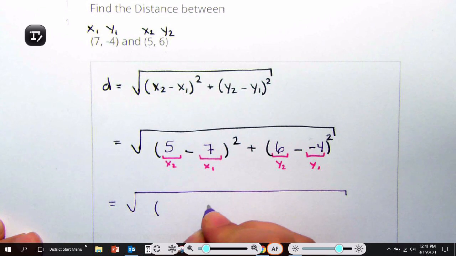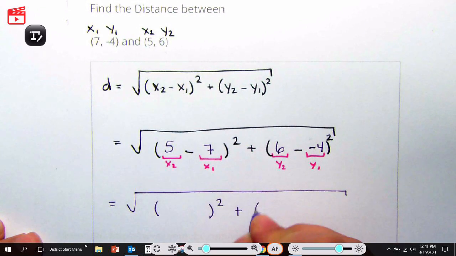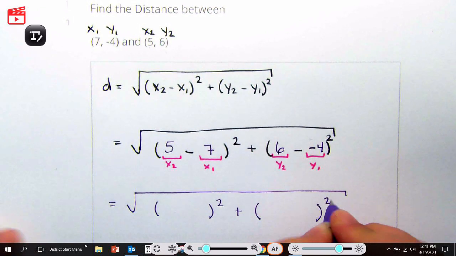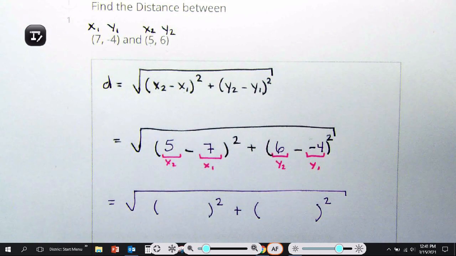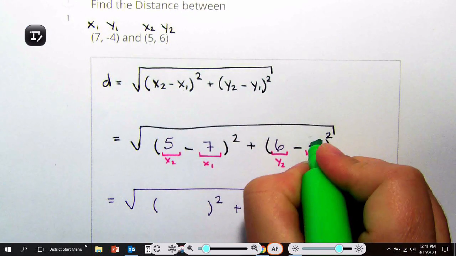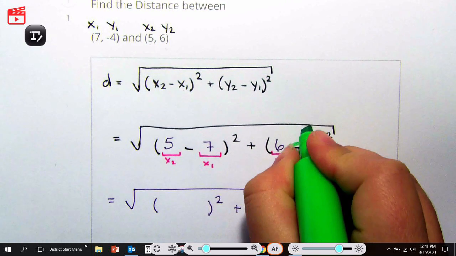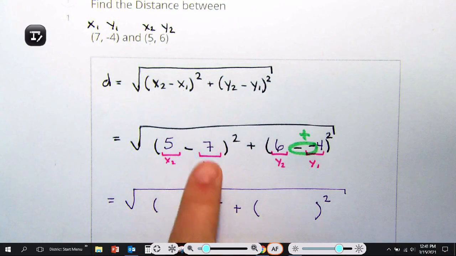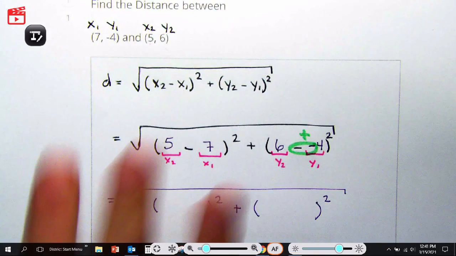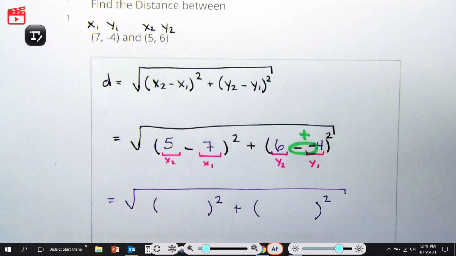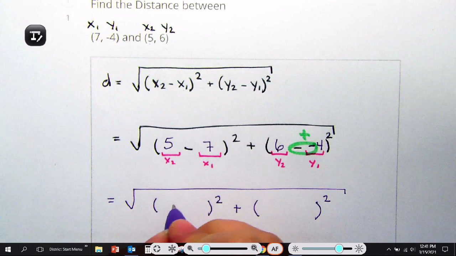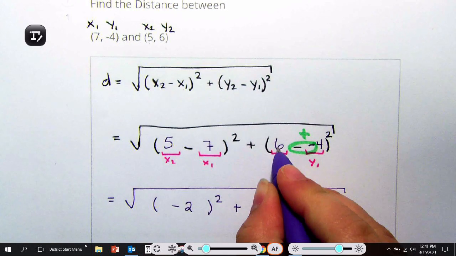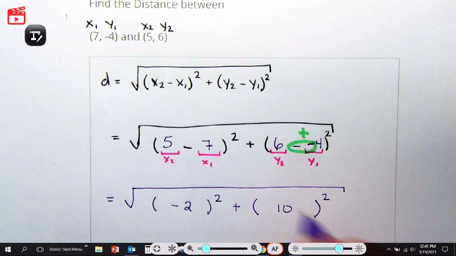So 5 minus 7 squared plus 6 minus -4 squared. If you're in my class, I encourage you to use a calculator. If you're not in my class, please make sure that you are aware that two negatives make a positive. This one here is 5 take away 7. If I have 5 fingers, I can't take away 7 fingers. That means I'm going to borrow 2 fingers. So I have a -2 here. 6 plus 4 is 10.